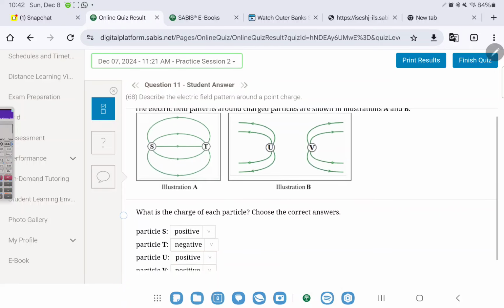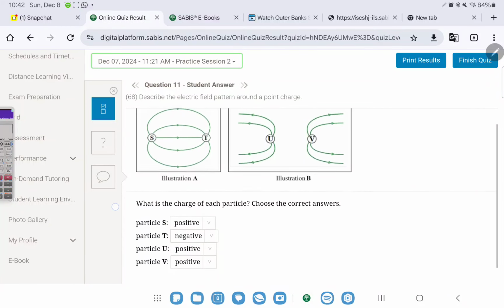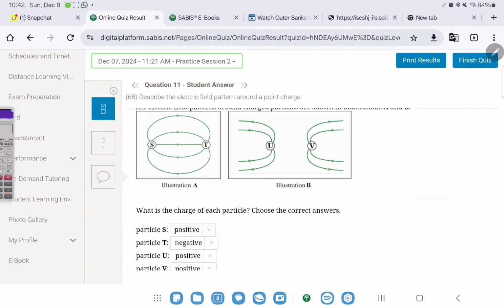Okay. So for this question, it's asking you what's the charge of each particle. So here we have S and T, they're attracting each other. And we also told you that it's always going to go from positive to negative. So making S positive, it's going to the negative. So S is positive, T is negative.